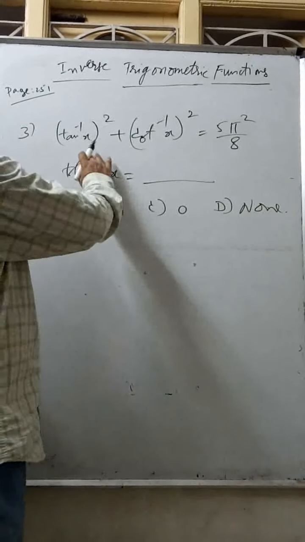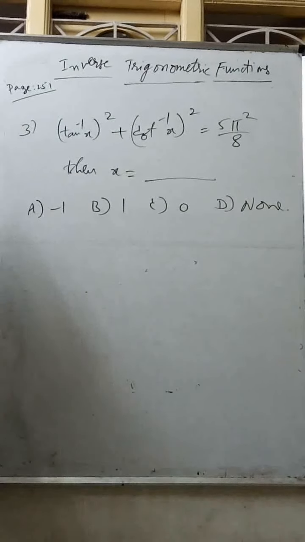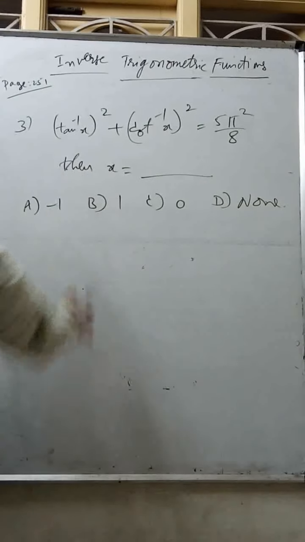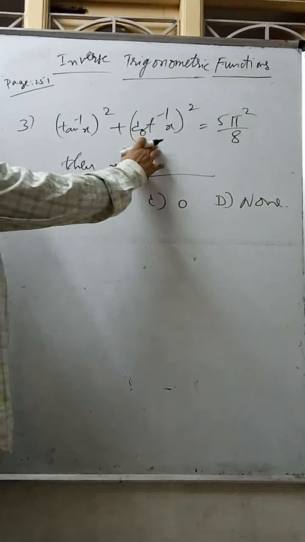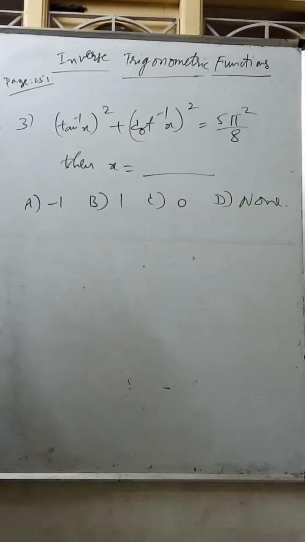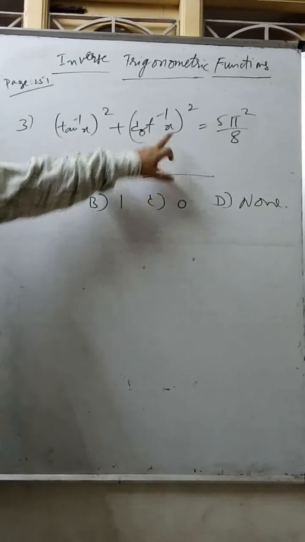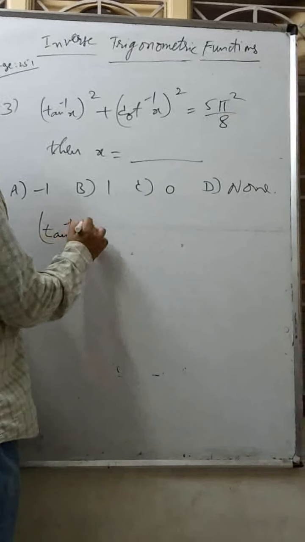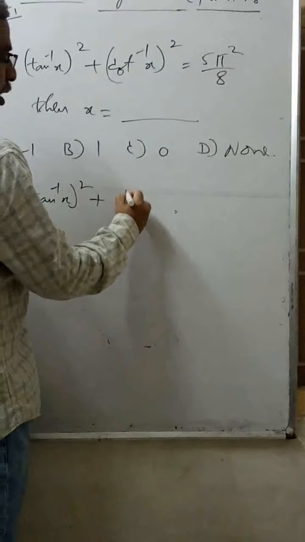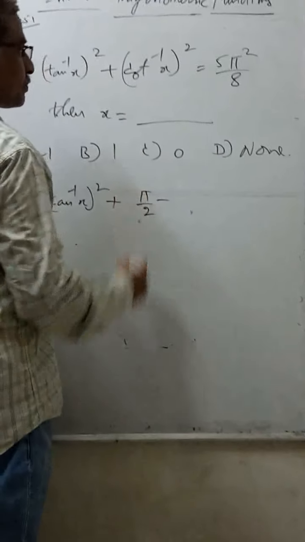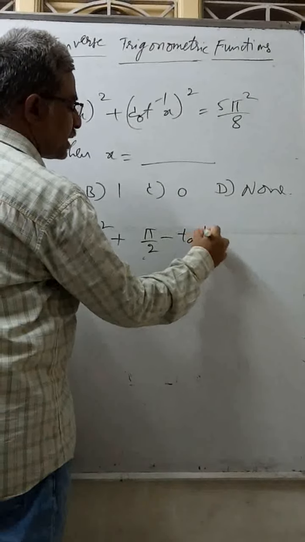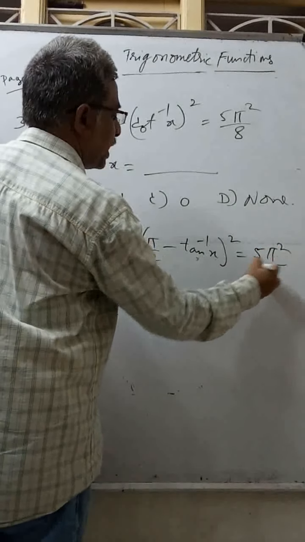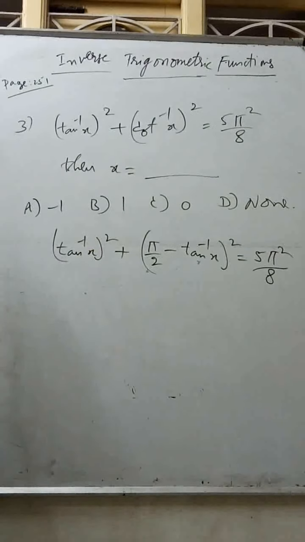Next: tan inverse x whole square plus cot inverse x whole square equal to 5 pi square by 8. Then x is equal to how much is asked. Now I can write tan inverse x and cot inverse x, I know the relation. Cot inverse x, I know, is pi by 2 minus tan inverse x only. So I can write like this: tan inverse x whole square plus pi by 2 minus tan inverse x whole square equal to 5 pi square by 8. So that I will get a quadratic in tan inverse.